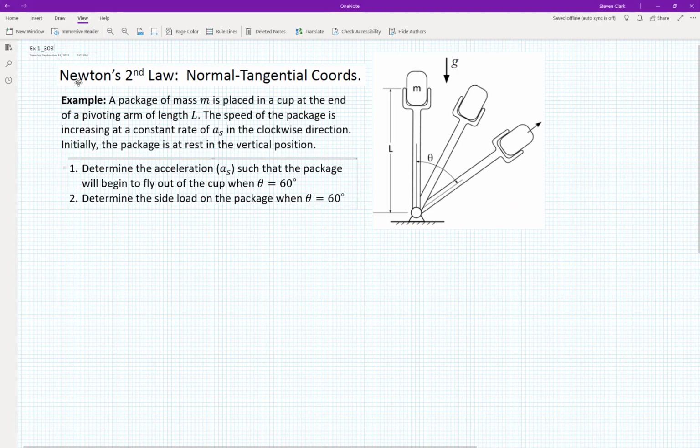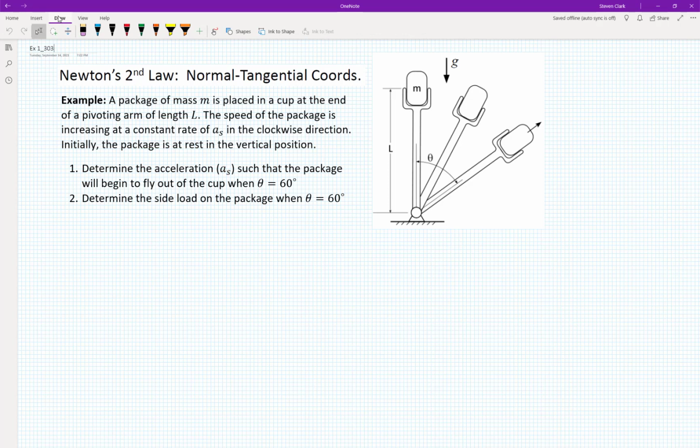Here is problem number one. As usual, take a couple of seconds to read and understand the problem statement. Okay, so what do we have in here? First of all, we have our mass M, our package of mass M. That package is placed in a cup, and that cup is constrained by an arm, and that arm is pivoting. That arm has length L.